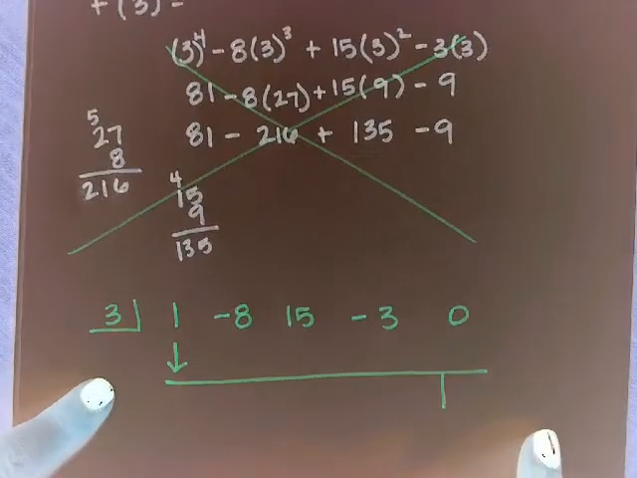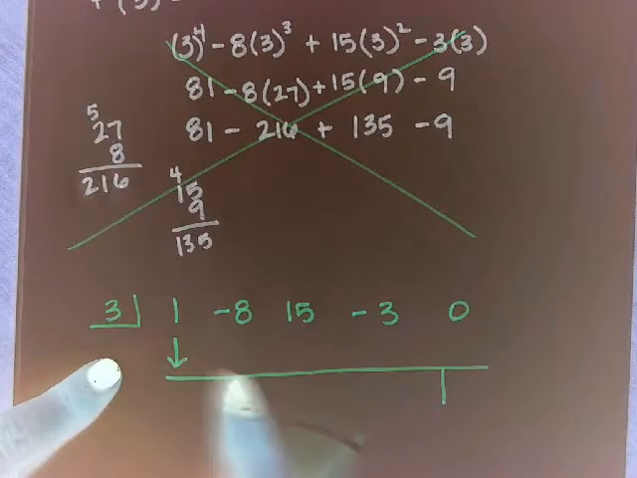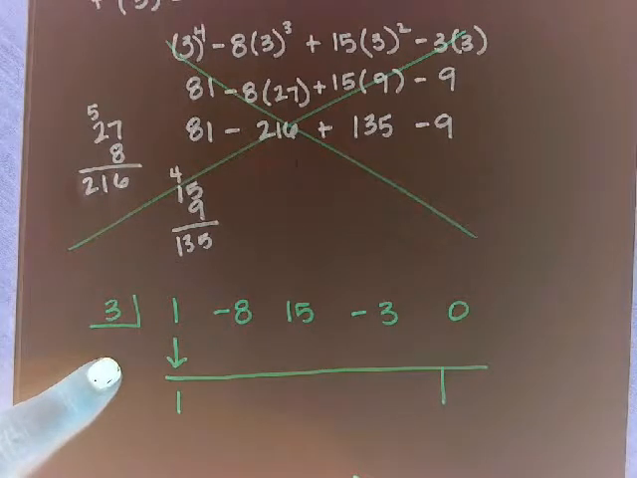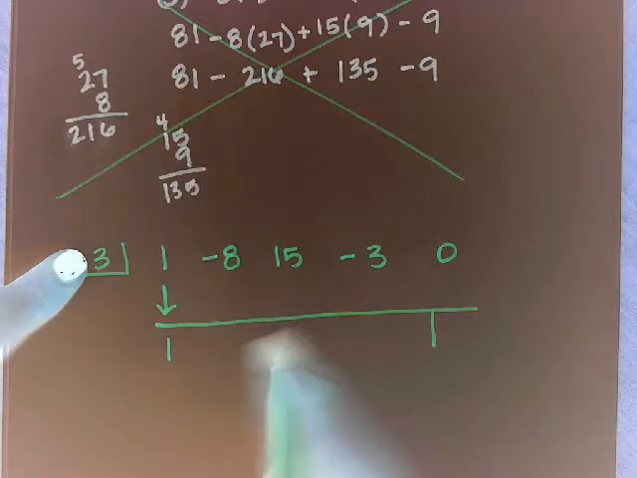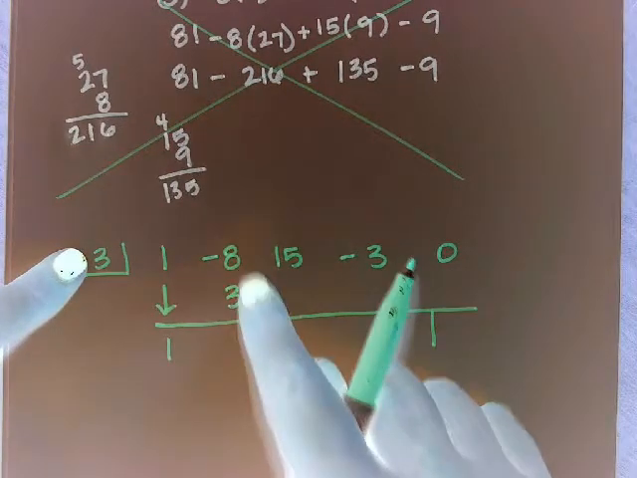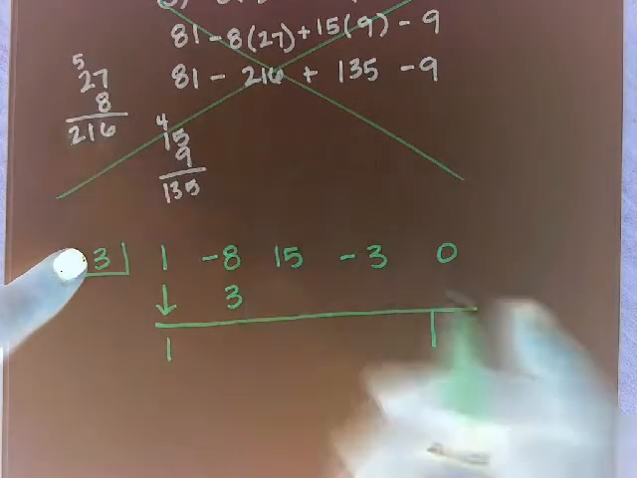Okay. So let's do synthetic division. We have the 1. We drop the 1 down. Then what do I do? 1 times 3 is 3. Negative 8 plus 3. Okay.